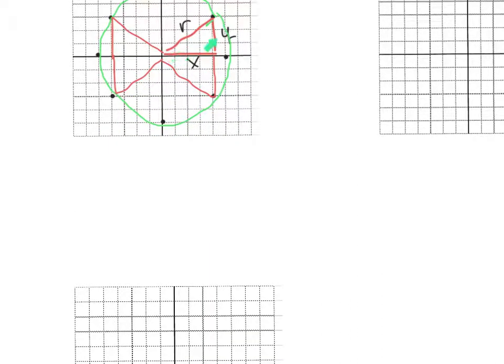Now let's look at one of the triangles here. The first one, x, y, r. We have a right triangle, so we can apply the Pythagorean theorem. x squared plus y squared equals r squared.